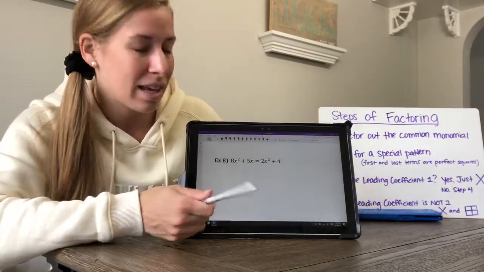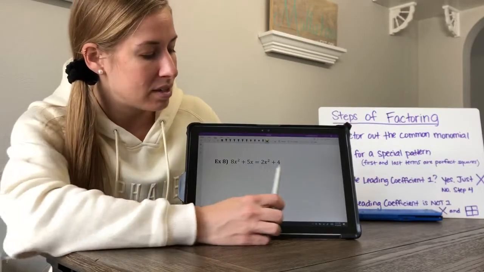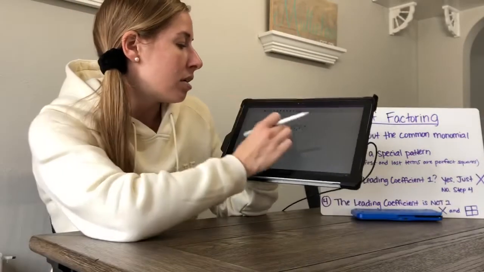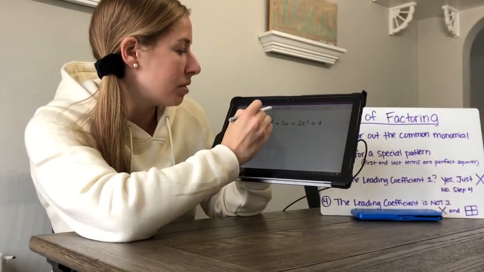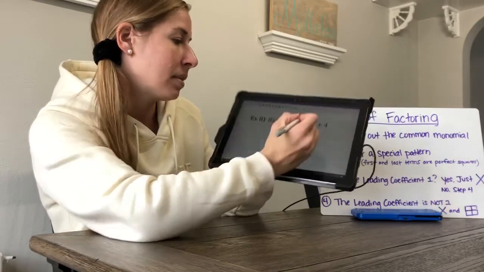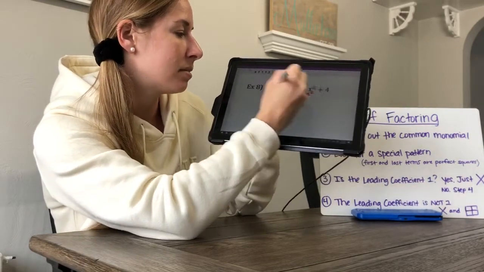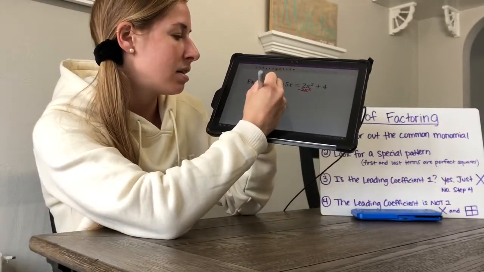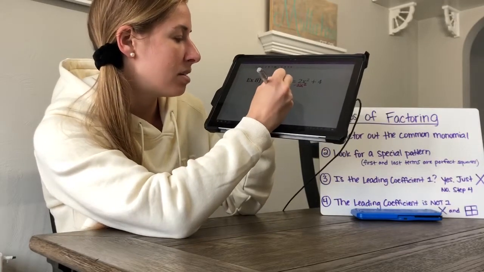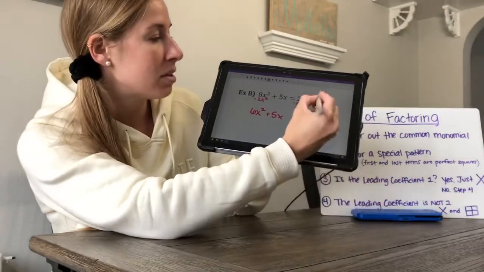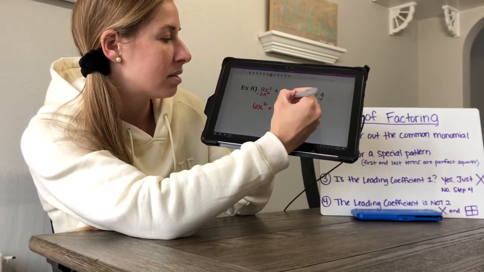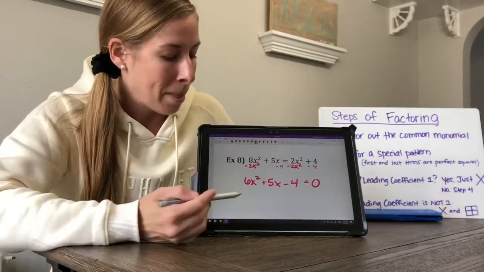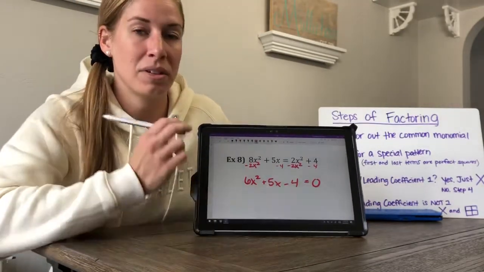Number 8, again, put it in a form you're familiar with, so get it in standard form first. It's not equal to 0. We've got terms that need combined, things like that. So first, let's subtract 2x squared from both sides. So 8x squared minus 2x squared is 6x squared plus 5x. And we could subtract the 4 from both sides too while we're at it. So minus 4 equals 0. Again, it is now in your standard form set equal to 0.